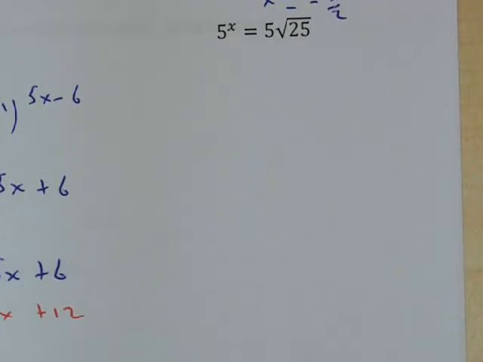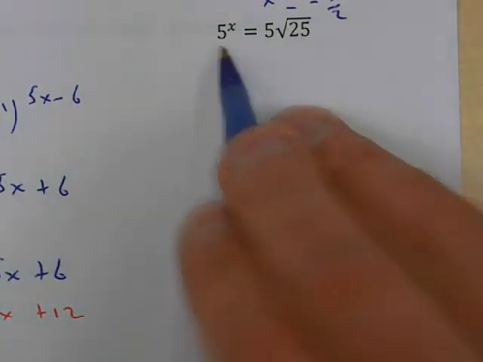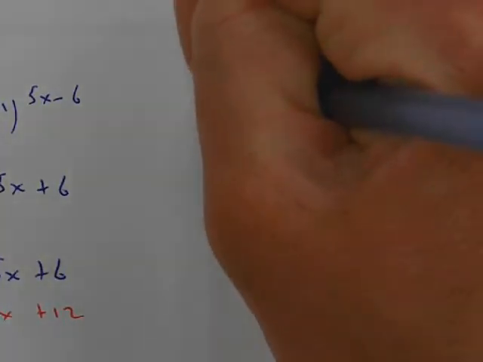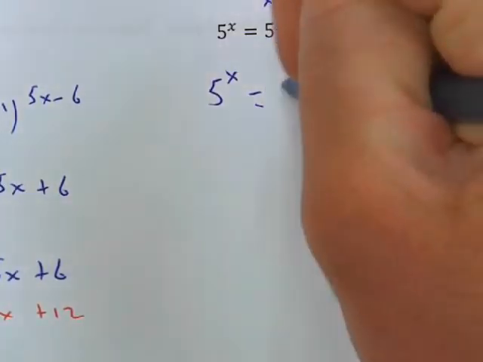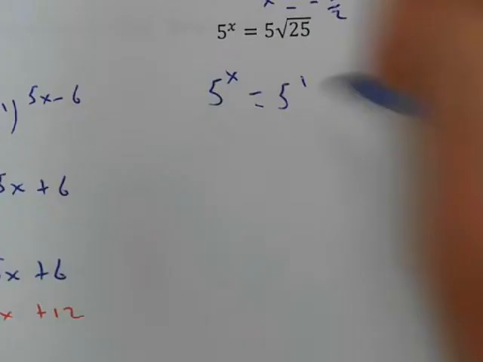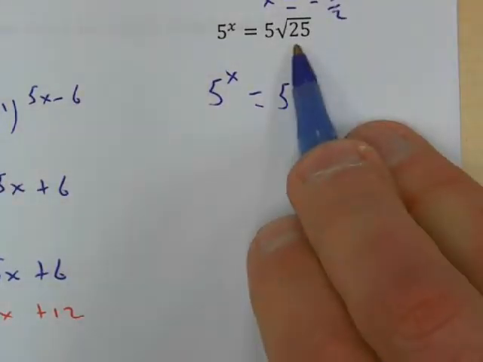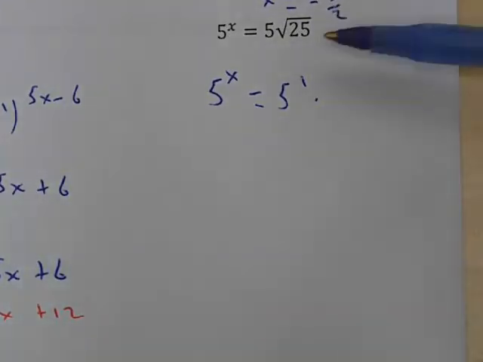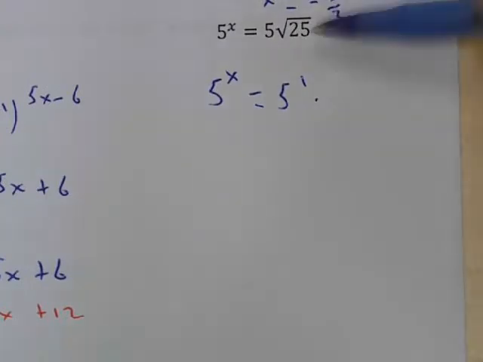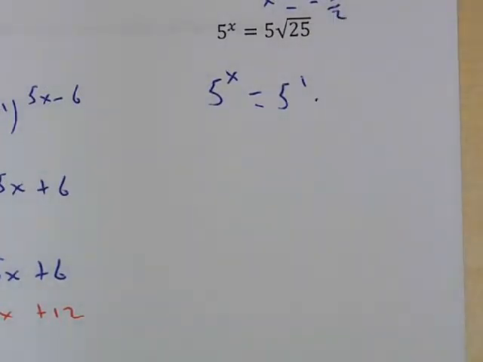So I want to write everything as 5 to a power. This is already 5 to a power. Great. I just got to write it as 5 to the first times. And then how can I rewrite the square root of 25? Okay, now there's different ways you can do it. I can write it as 5 raised to the 2 over 2. Or what is the square root of 25? Well, it's just 5.